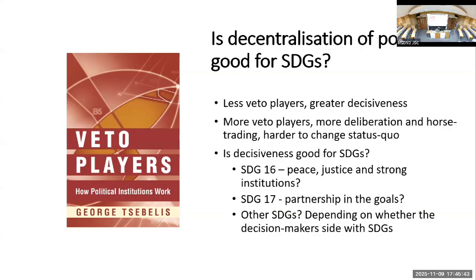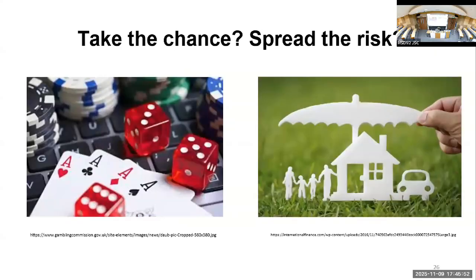Ultimately, to think about all these choices in political system design, it boils down to two questions. Do you want to gamble or do you want to buy insurance? A better example is: do you want to buy a lottery ticket or do you want to buy insurance?